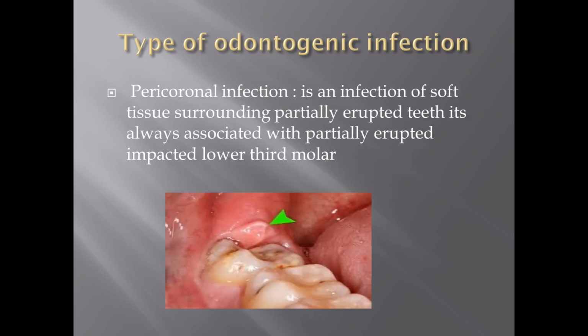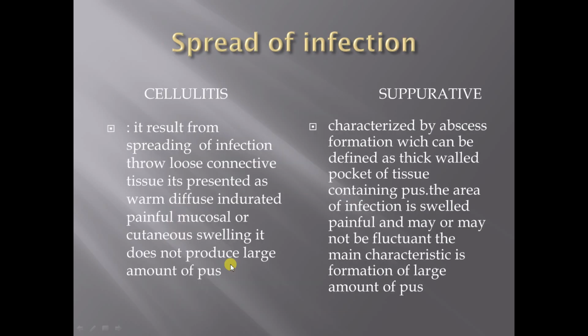The final type is pericoronal infection. This is a partially erupted tooth and this is pericoronal infection. So it's associated with partially erupted teeth.